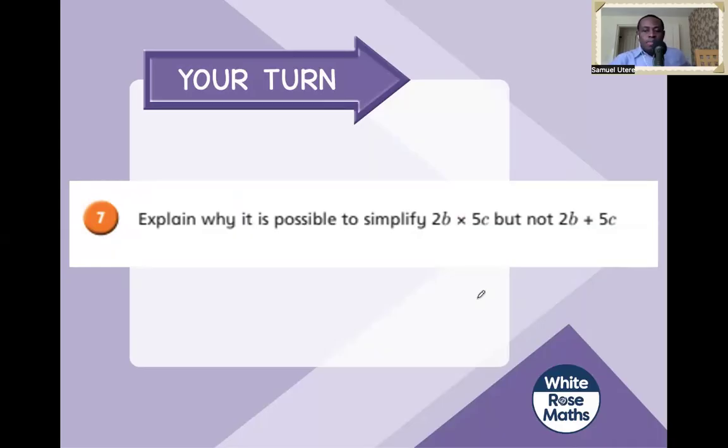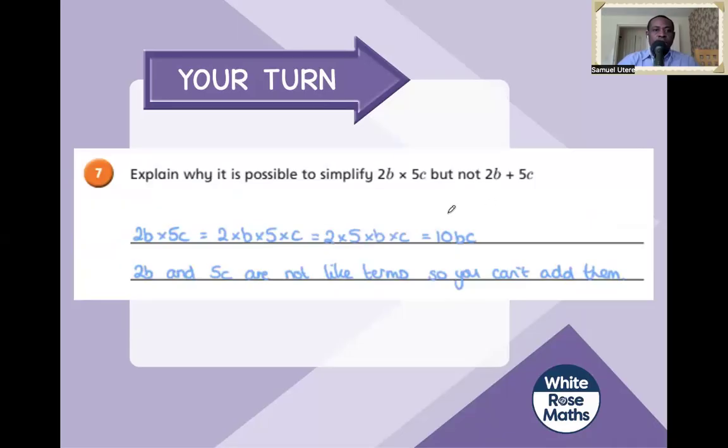All right. Assuming you've paused the video and you've answered the question, here are the answers. So question 7, you were asked to explain why it is possible to simplify 2b times 5c, but not 2b plus 5c. Well, the explanation is simple. We can multiply these to give us 10bc. We know that by now, but we cannot add these. They are not like terms. We can only add algebraic terms that are like terms.